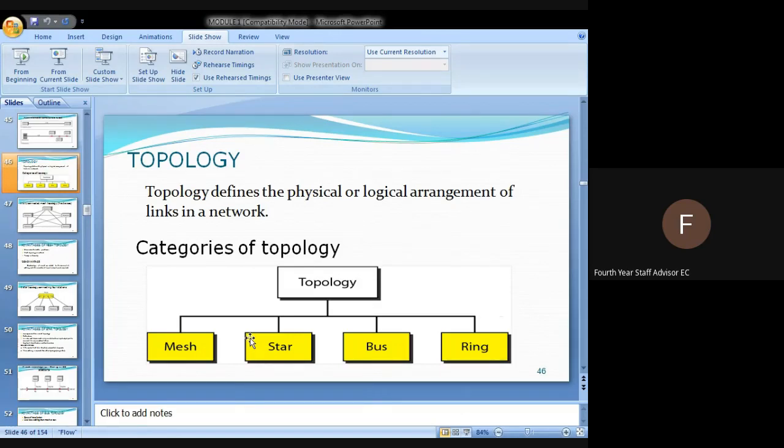Now, star topology means you have a central hub and the connections go to the central hub. Bus: a long cable is there, and devices will be connected to the long cable. Ring: everything will be connected in the form of a ring, and only unidirectional traffic is allowed in the case of ring topology. Hope you understood this one.